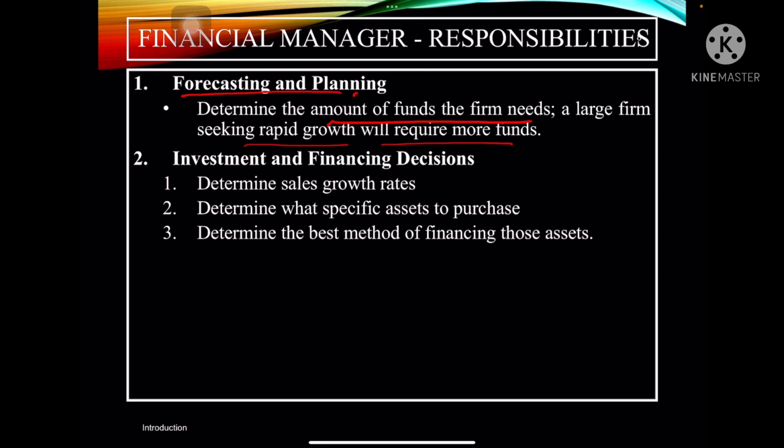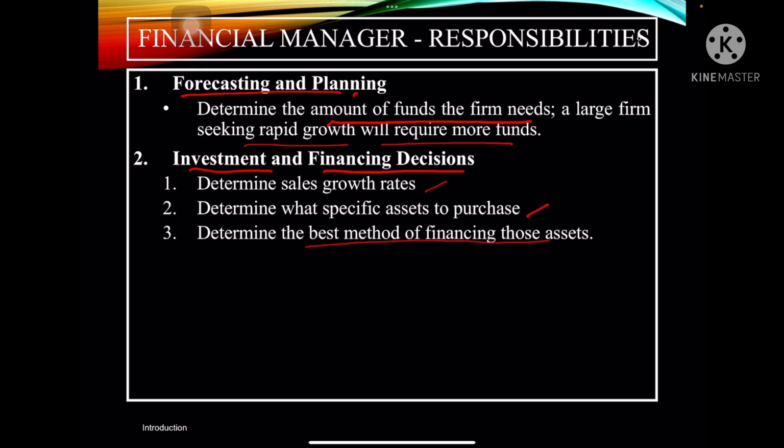So basically, you as a financial manager have to determine the amount that the firm really needs in order to grow. Number two is investment and financing decisions. Number one, you have to determine the sales growth rate, for example, the percentage of sales every year. Number two, determine what specific assets to purchase, the things you need to purchase to invest for the company. Number three, determine the best method of financing those assets.